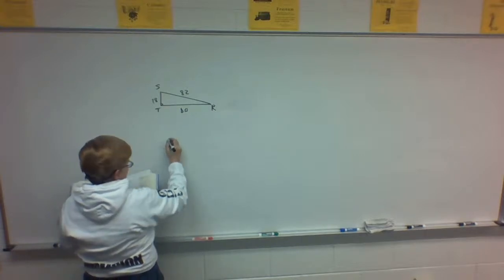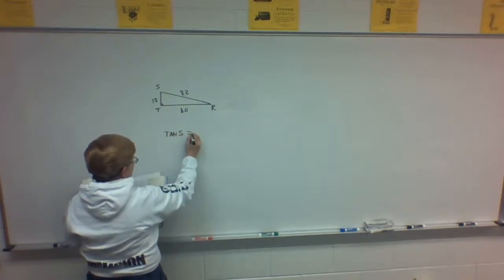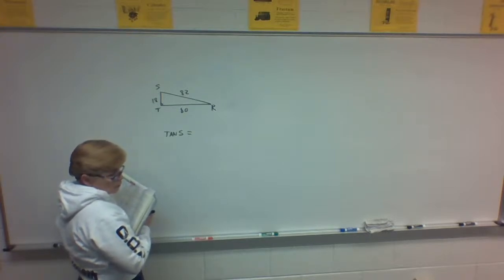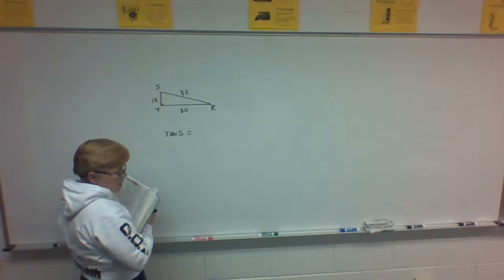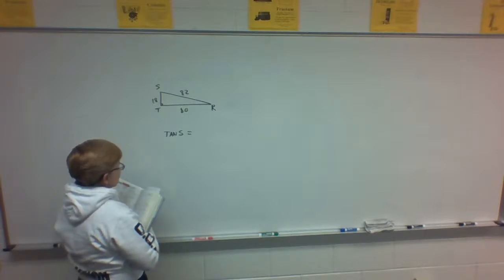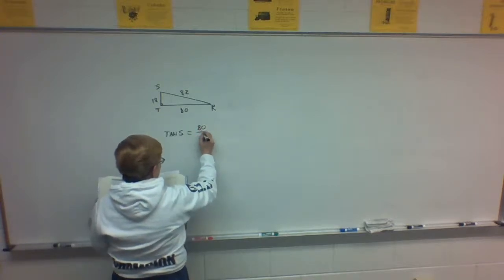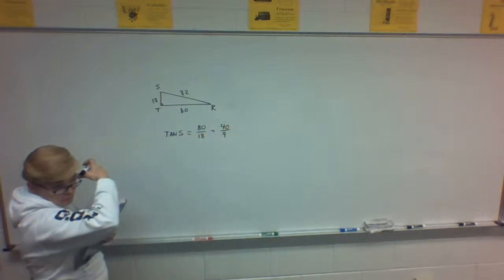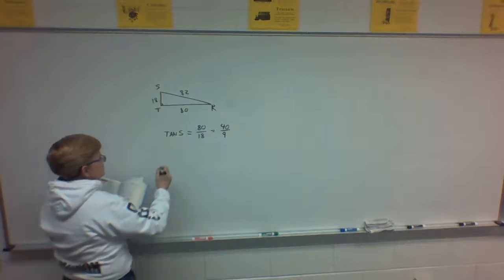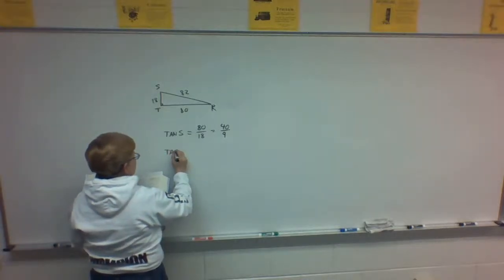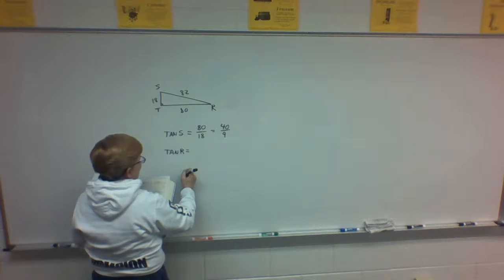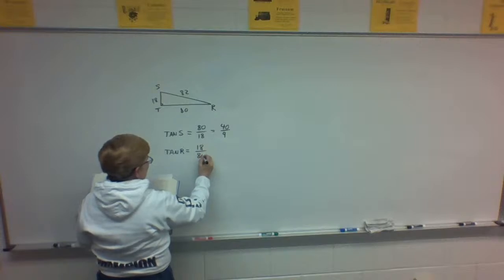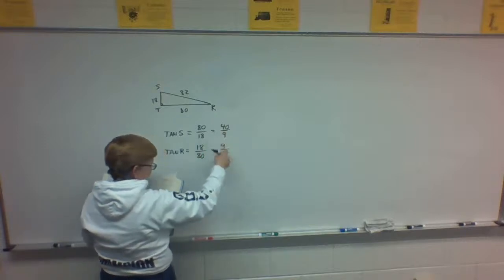What I want to do is find the tangent of S. What is the tangent of S? So focus your eyes on S. And remember what tangent is. It's the TOA part. TOA is opposite over adjacent. So what's the tangent of S? 80 over 18. And we would reduce that because they're both even. That would be 40 over 9. Y'all clear? What is the tangent of R? 18 over 80, which reduces to 9 over 40. They are reciprocals as we discussed.